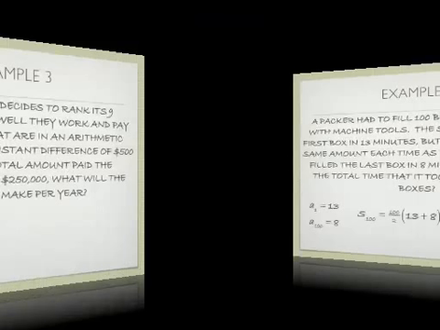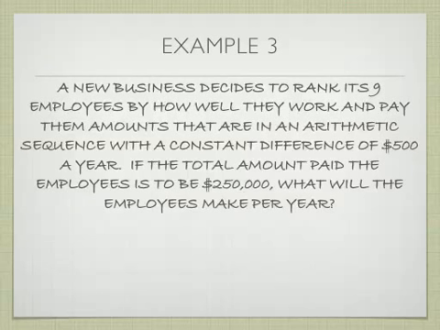Example number 3. A new business decided to rank 9 employees by how well they work and pay them amounts that are in arithmetic sequence with a constant difference of $500 a year. If the total amount paid the employees is to be $250,000, what will the employees make per year?